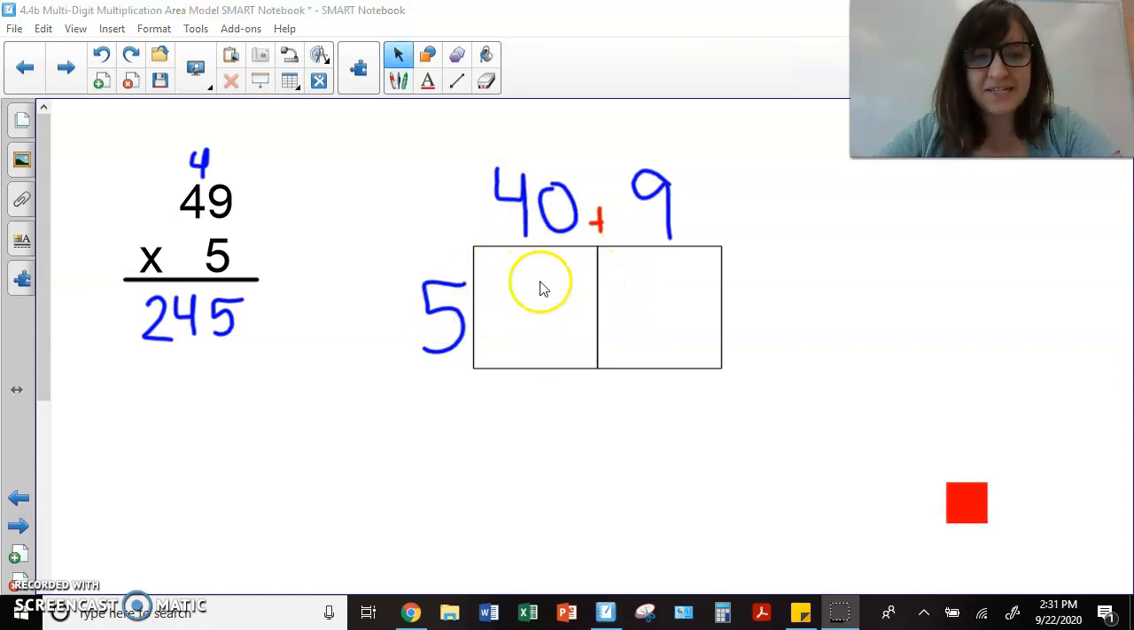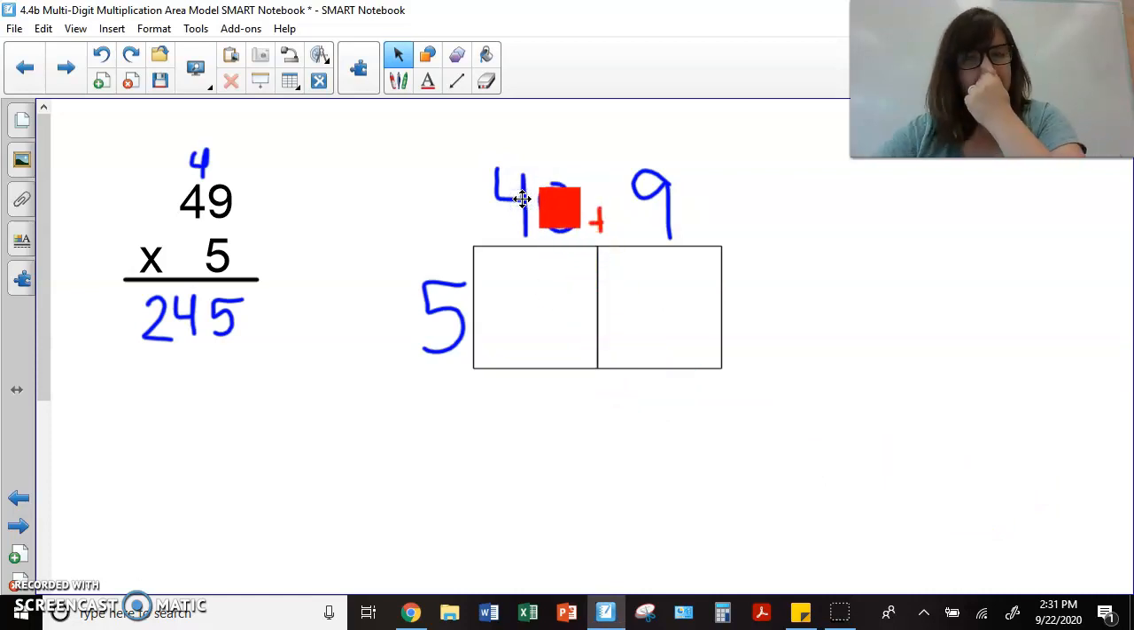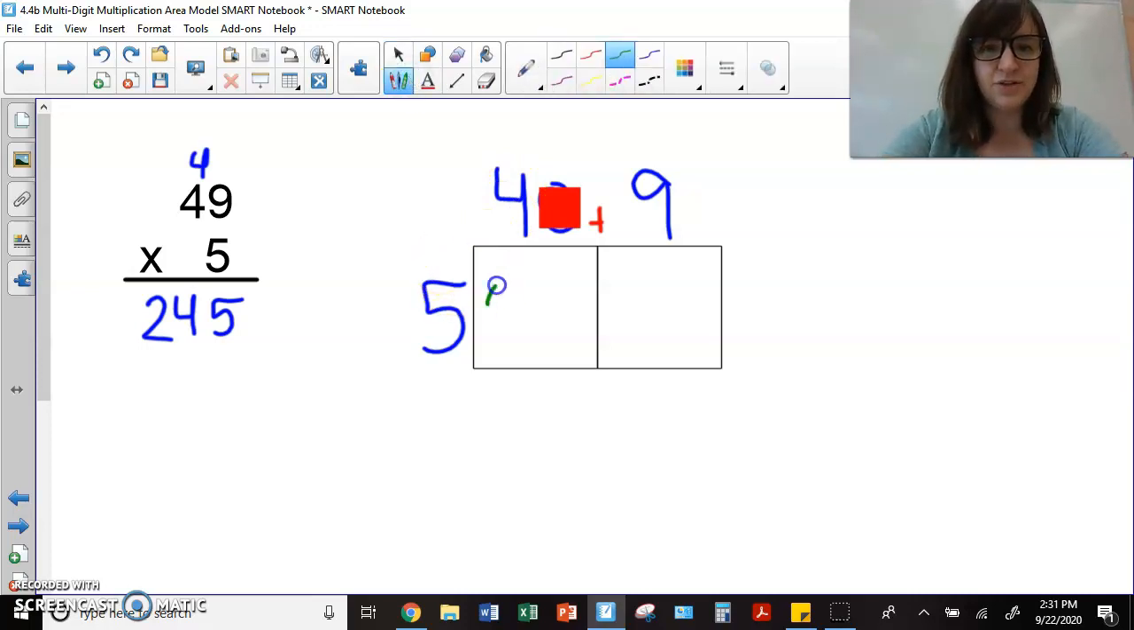So inside of this box, I'm going to multiply the number 40 times the number 5. The cool thing about multiplying numbers that end in zeros is I can ignore those zeros at first. So I'm going to use this box and cover up my 0 over here. So now I'm just looking at 4 times 5. 4 times 5 is 20. So I'm going to write 20 inside of this box.